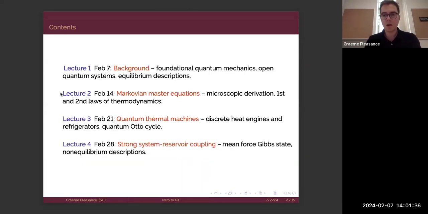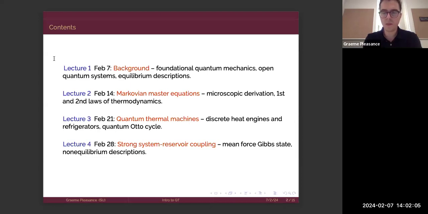Okay, so the structure of the lectures will be outlined as follows. As I'm sure you're aware, there'll be 4 lectures, on a weekly basis. This first lecture is to give a gentle introduction to the field and to motivate why we're interested in studying quantum thermodynamics, and then to go over and review foundational concepts.